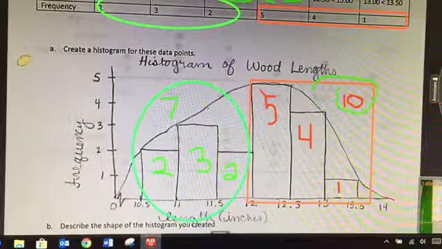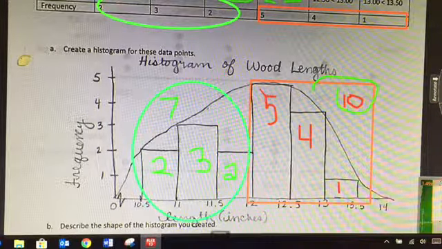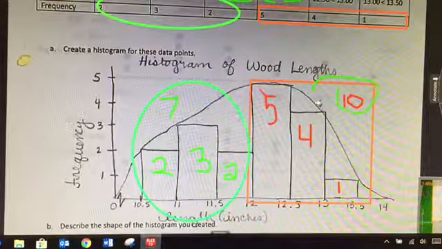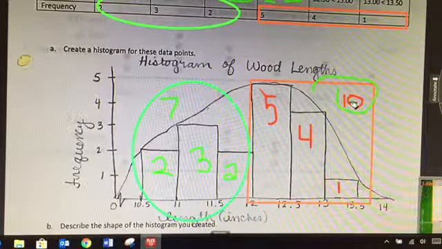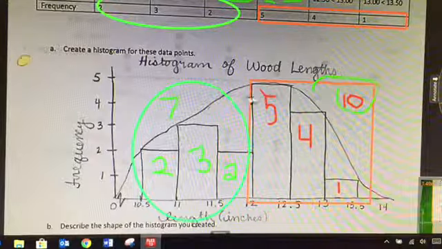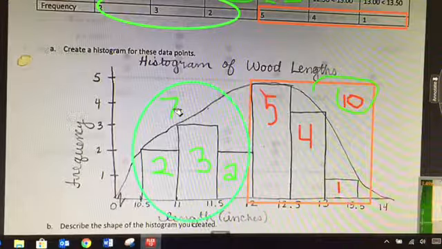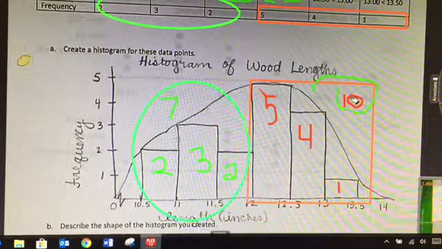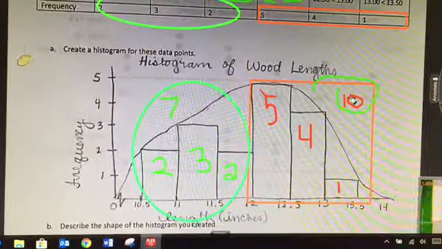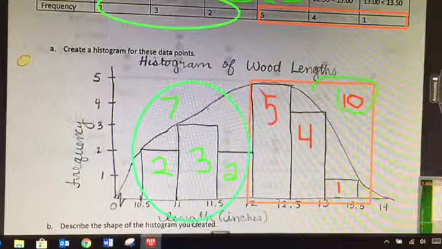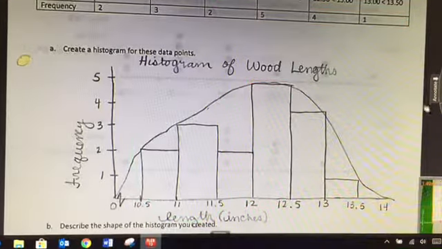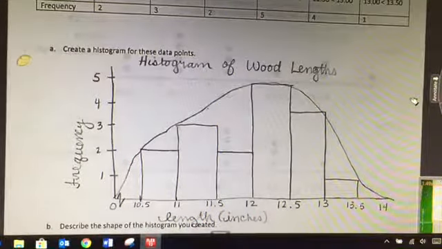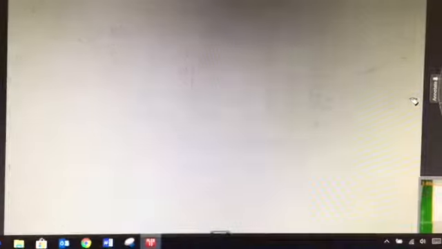How would you know if it's greater or less? It depends on how many things. So we have 10 boards that are greater than 12, and we have 7 boards that are less than 12. So since there's more that are greater than 12, it's going to be higher than the mean. Or the mean will be higher than 12, I should say. All right, so flip right on over to where you write your answer.